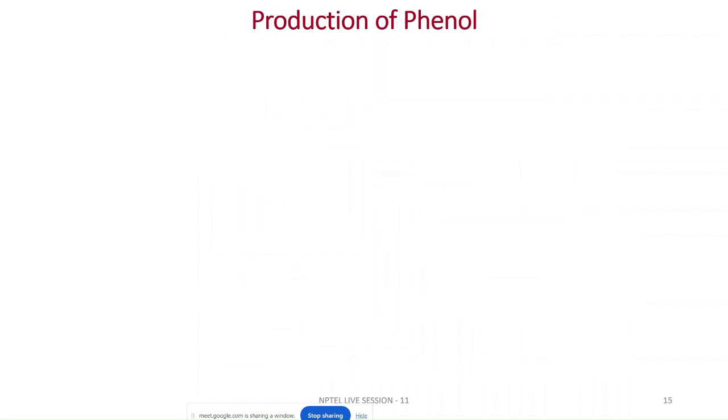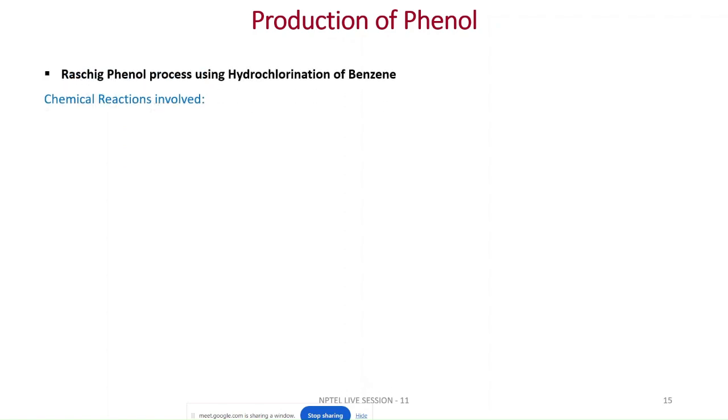So further moving, the next commercial process is the Raschig phenol process using the hydrochlorination of benzene.